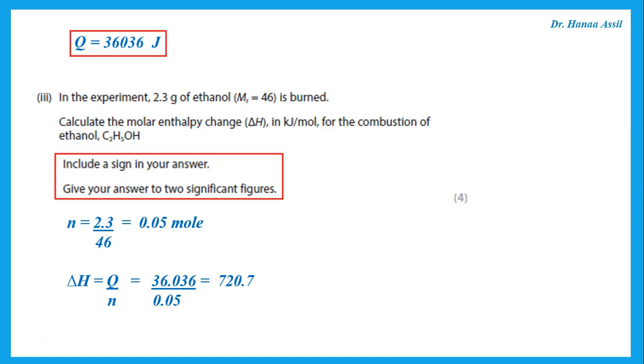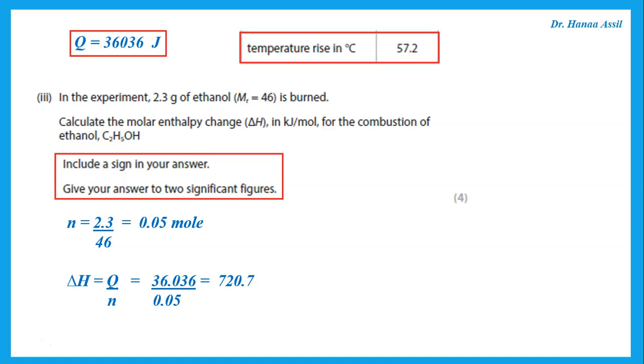Please check. He says, first of all, delta H must have a sign, and he wants the answer in two significant figures. First of all, what is the sign? We had a temperature rise, means the temperature went up. That means exothermic. That means delta H is a negative value. And I want that number, so that is two significant figures. So it is only 720 with a minus sign.